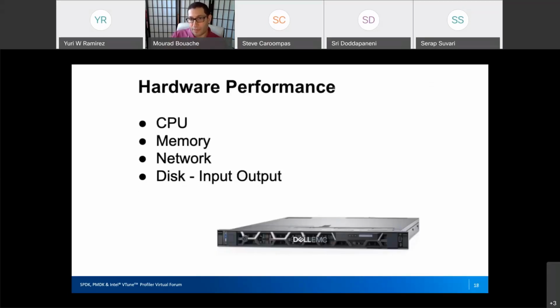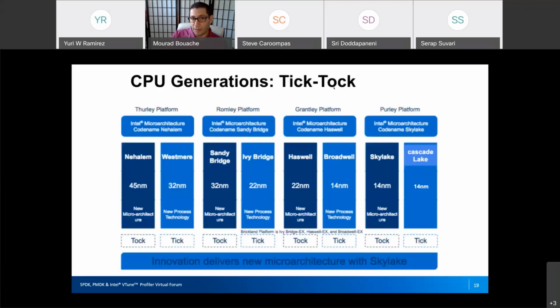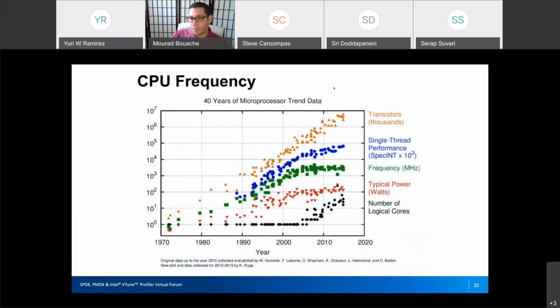Of course, for hardware performance, we are talking about the CPU, memory, network, and IO or disk. If we talk about the CPU, this is the tick-tock that I was talking about, starting with Nehalem at 45 nanometers, and now Cascade Lake staying at 14 nanometers. This is the innovation of the new microarchitecture, with Skylake and then Cascade Lake going into the new generation of Ice Lake CPUs. Staying with the CPU, CPU frequency is part of the performance, and you can see this beautiful chart or graph from this publication.